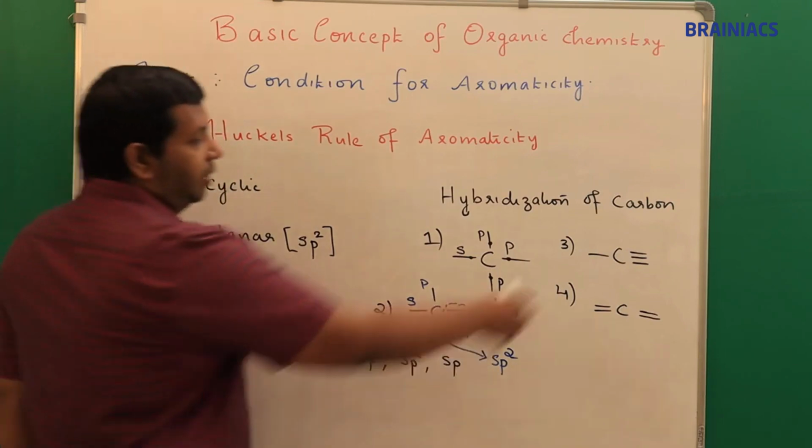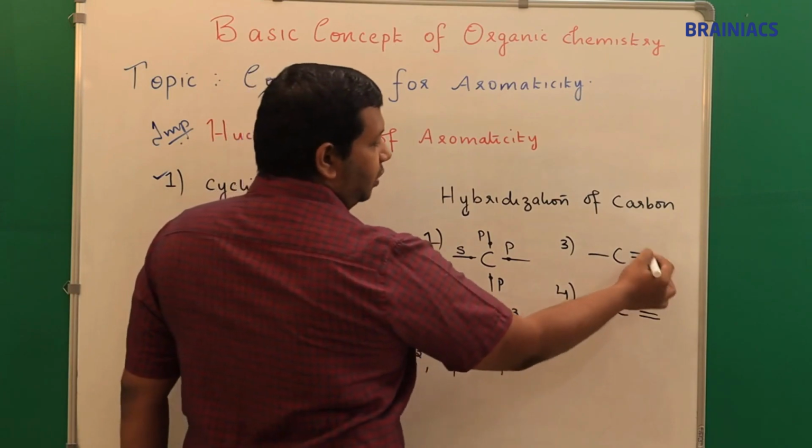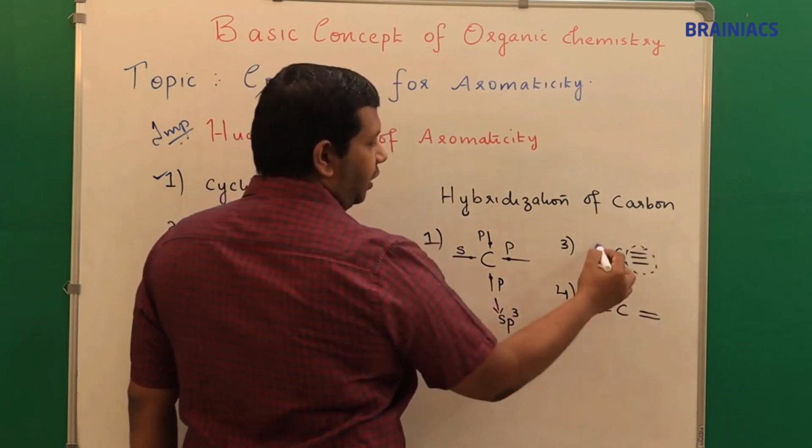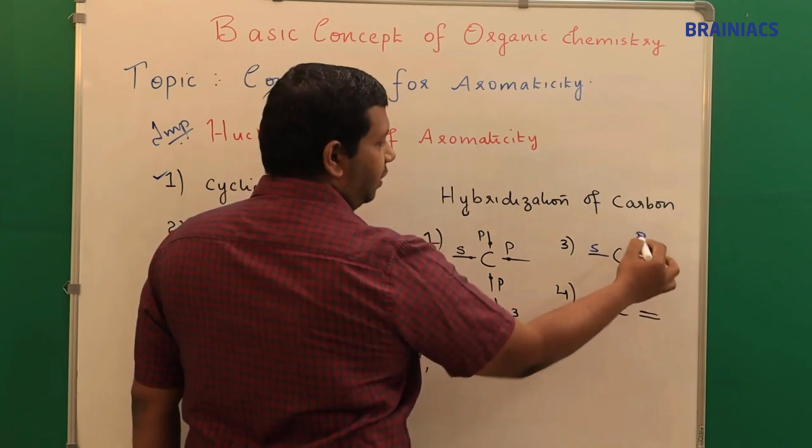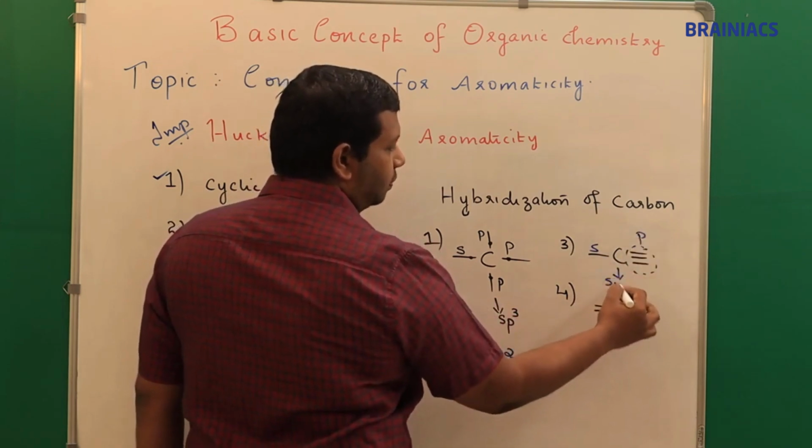Clear? Now coming to here, 3 are coming together, so we should take that together. Now put s here, then together we put p. So what is the hybridization for this one? sp.